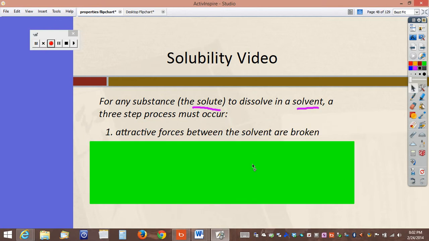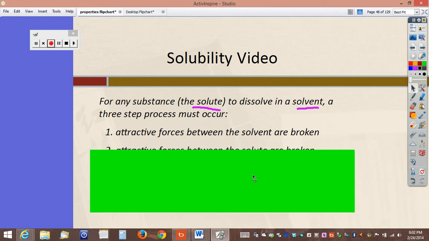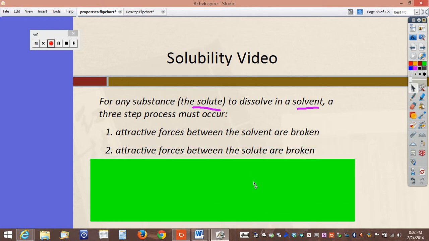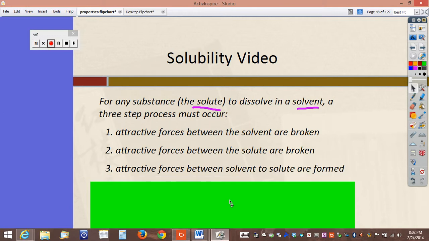First, there are attractive forces that hold the solvent together. They have to be broken. Next, there are attractive forces that hold the solute together. They have to be broken. Once they're broken apart, the solvent and the solute can come together. And when they do, an attractive force from the solvent to the solute must be formed. Let's get some examples of this in action.